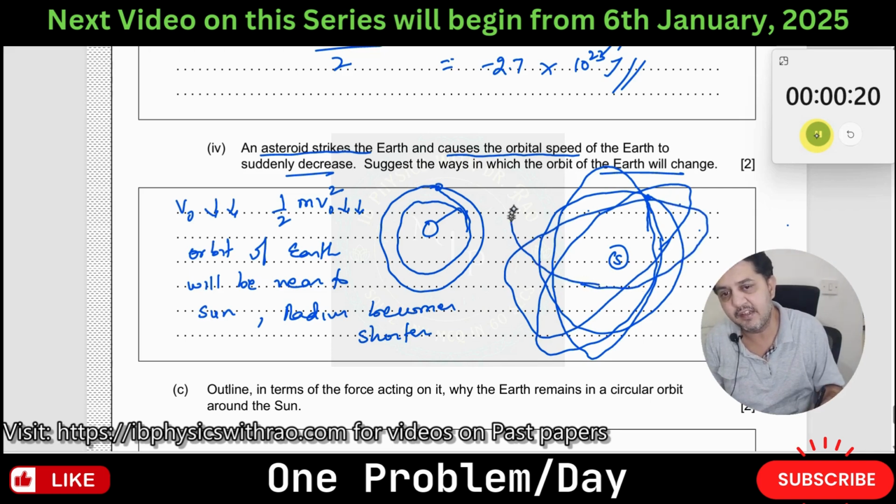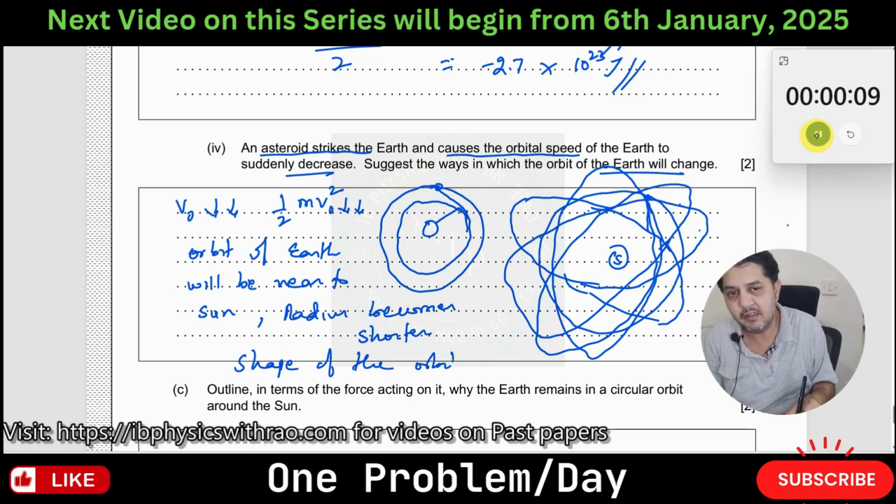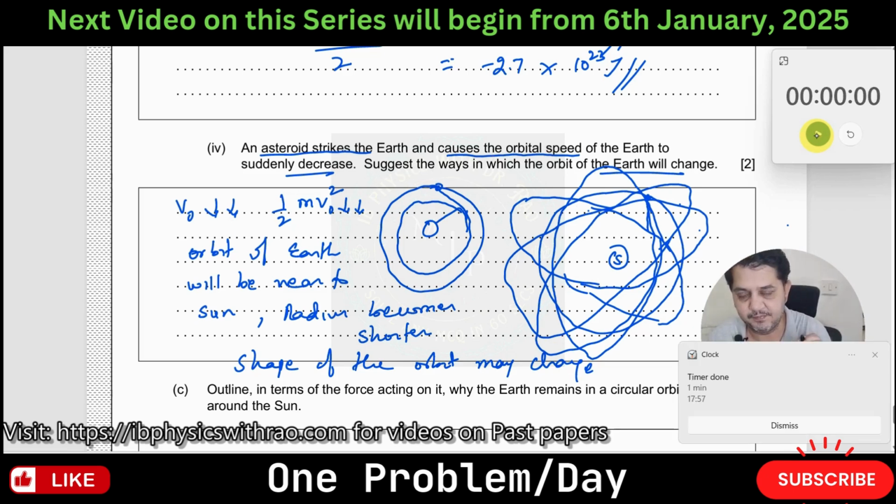What do you mean by eccentricity? The shape of the orbit will also change. So this is also possible. Therefore you can say the shape of the orbit may change. These are some of the things that can change whenever the asteroid strikes and it results in the orbital speed decreasing suddenly.